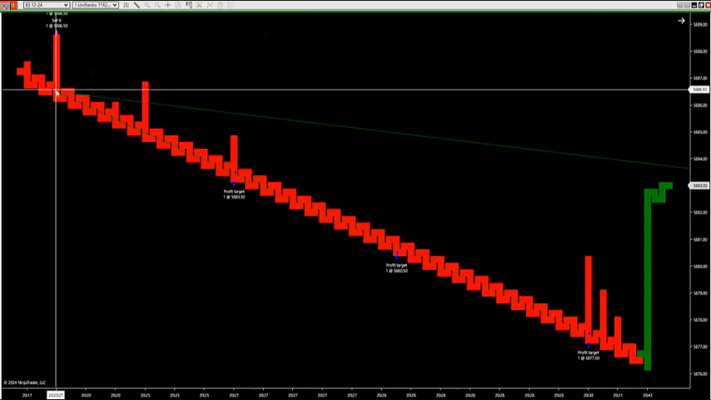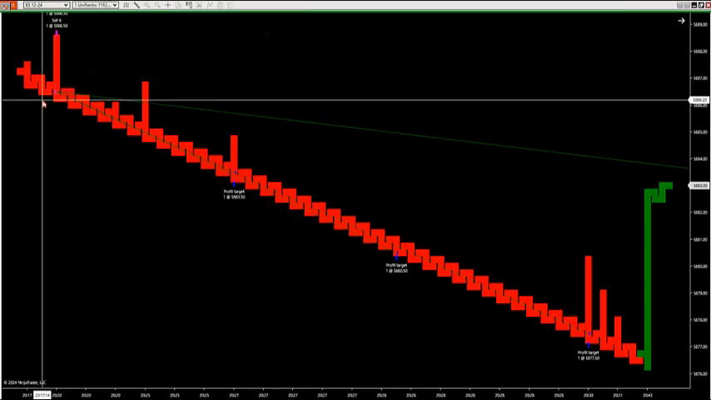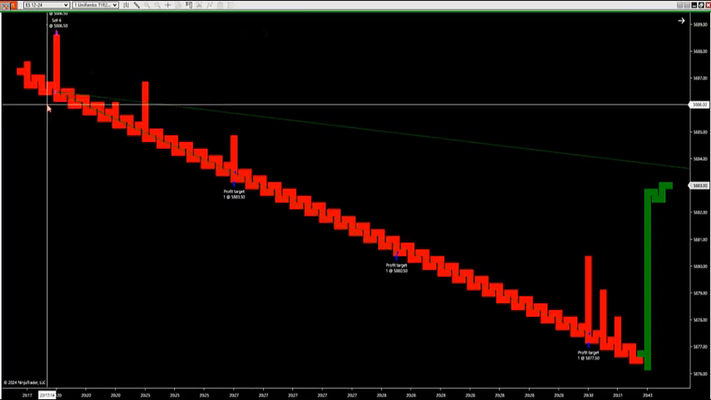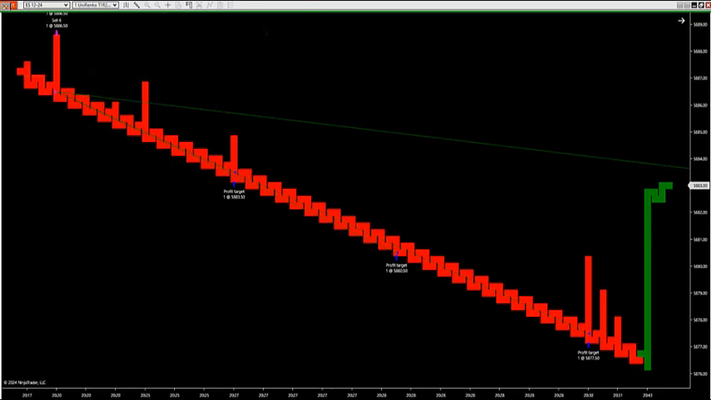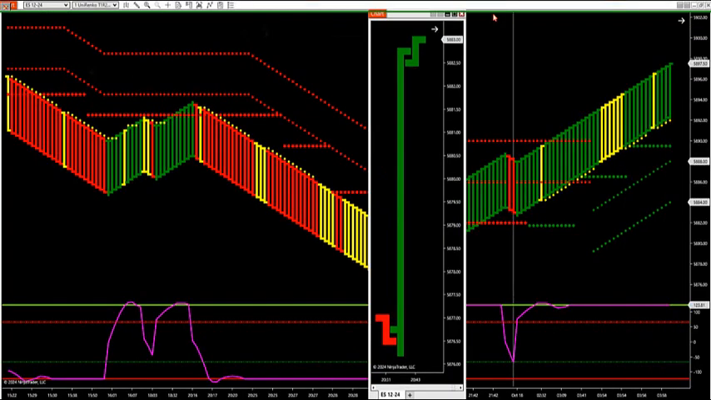Now, why is that different than you manually getting in liquidity grab? A computer is a lot faster than you manually hitting it. If you were manually hitting this liquidity grab right here, your fill is going to be a lot worse than letting it do it with automation, if that makes sense. So let's take a look at this. Watch.